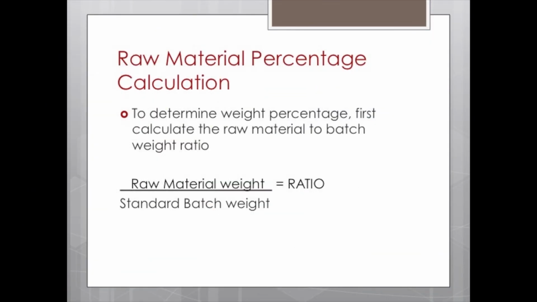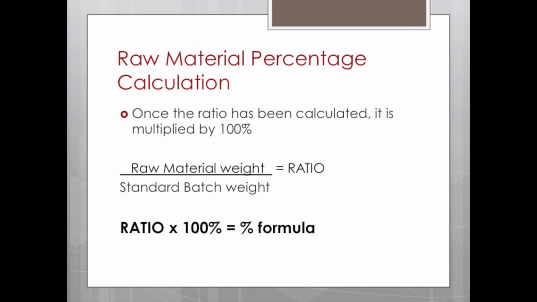To calculate weight percentages, a ratio is first calculated by dividing the standard raw material weight by the standard batch weight. Once the ratio is calculated, it is multiplied by 100% to achieve the percent weight for the new formula. Let's calculate ratios and percentages together.